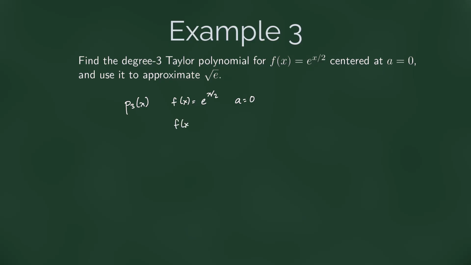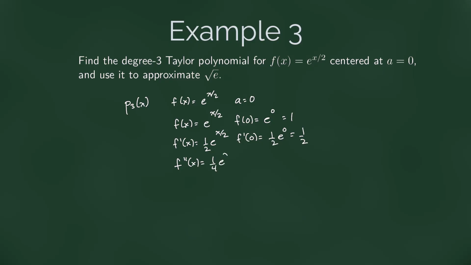So we have f of x is e to the x over 2, which means that f of 0 is e to the 0, which is 1. F prime of x is 1/2 e to the x over 2, which means f prime of 0 is 1/2 e to the 0, which is 1/2. The second derivative is going to be 1/4 e to the x over 2. So f double prime of 0 is going to be 1/4. And then our third derivative is going to be 1/8 e to the x over 2, so that f triple prime of 0 is 1/8.